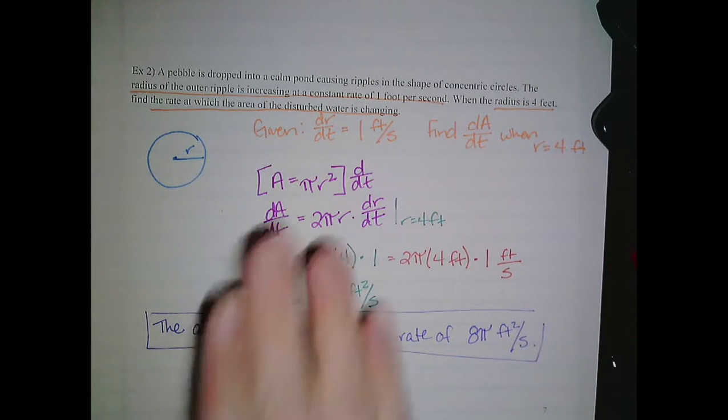All right, let's go ahead and take a look at one more. In example 3, it says that water runs out of a conical tank at a constant rate of 2 cubic feet per minute. The radius at the top of the tank is 5 feet, and the height of the tank is 10 feet. How fast is the water level sinking when the water is 6 feet deep?